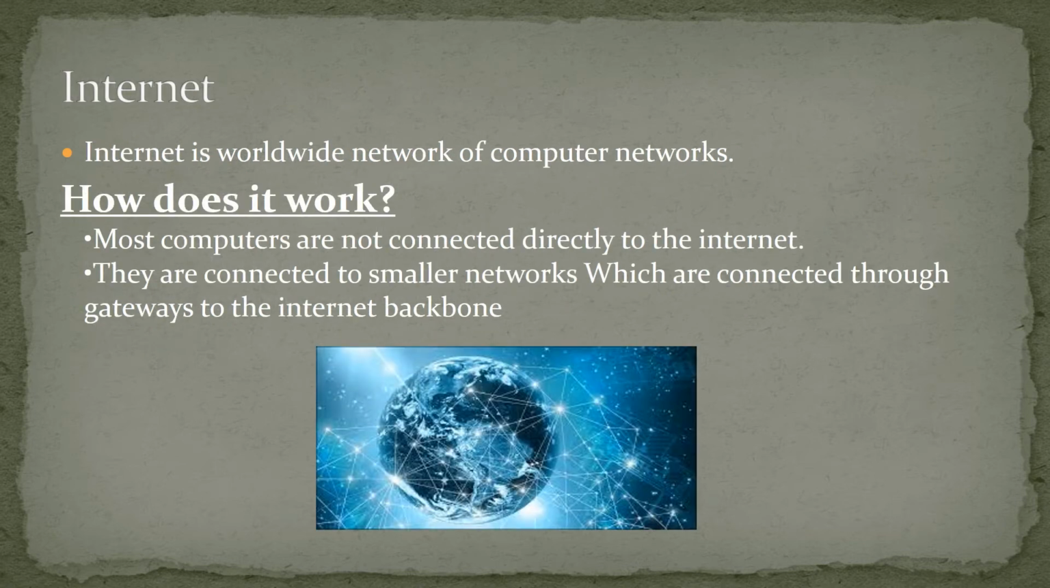Now, coming to the internet. As we know, a network is an interconnection of several computers. The internet is an interconnection of several networks or several LANs. Now, how does it work? Most computers are not connected directly to the internet. The computers are connected to their servers, and the servers are connected to some other servers, and finally they are connected to form the internet.